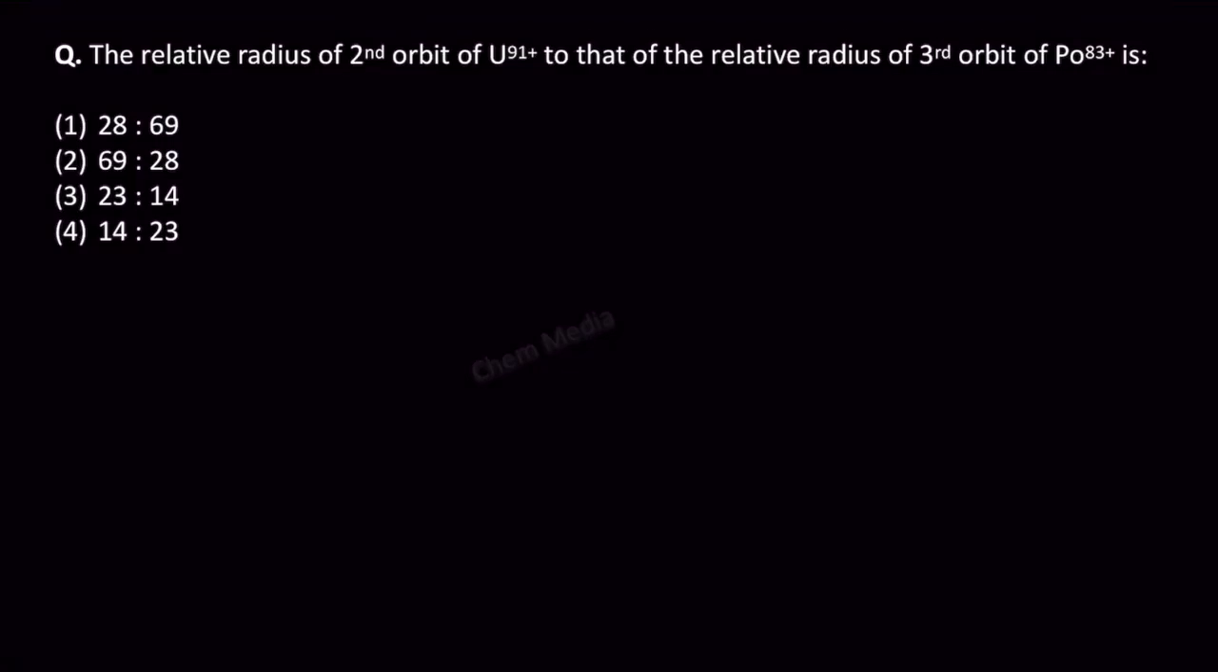Hello everyone, here is a question based on atomic structure. What is the relative radius of the second orbit of uranium-91+ to that of the third orbit of polonium-83+? Both uranium-91+ as well as polonium-83+ contain only one electron, therefore they fit into hydrogen-like atoms, which means we can use Bohr's atomic model to calculate the radius.